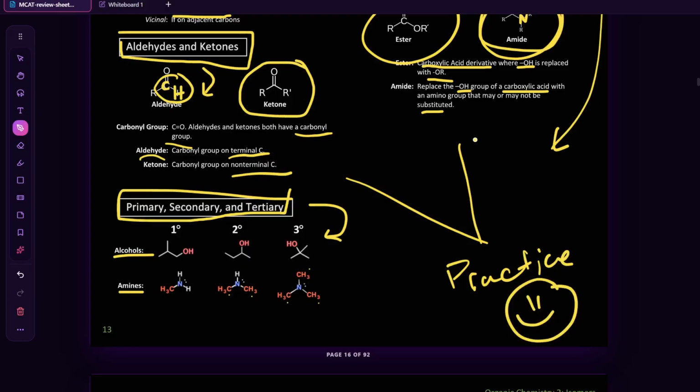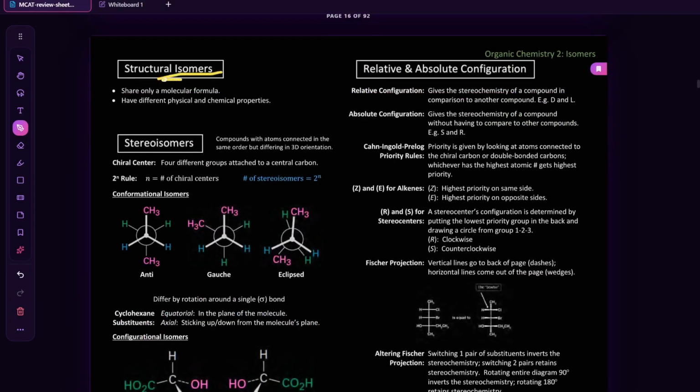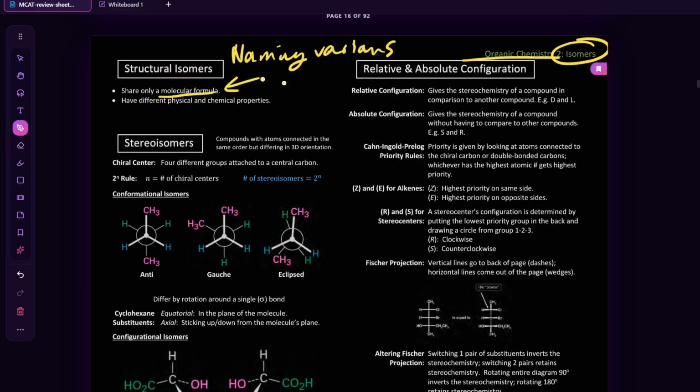All right. And then we have our structural isomers. Structural isomers, so naming variants. So isomers, we're now in chapter 2, and we're naming variants, or different versions of a molecule. So structural isomers share the same molecular formula. So they're the same molecule, but they have different physical and chemical properties still. They're going to be arranged, they're going to look different, but what they are composed of is the same thing because they have the same molecular formula.